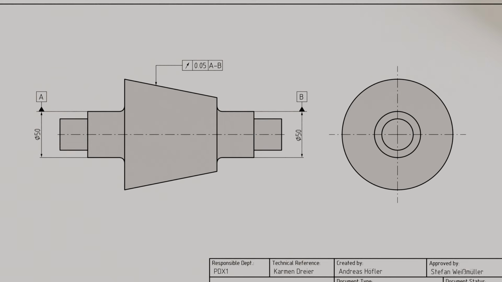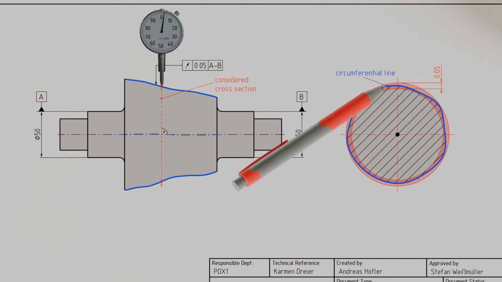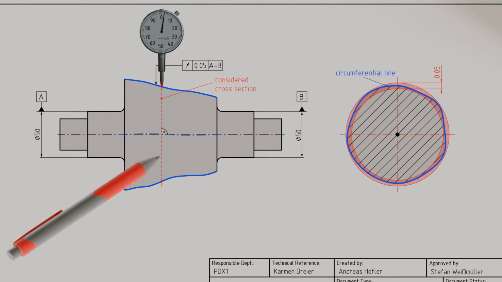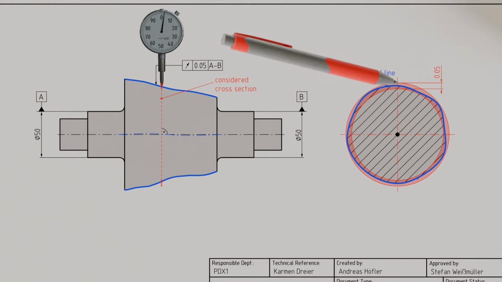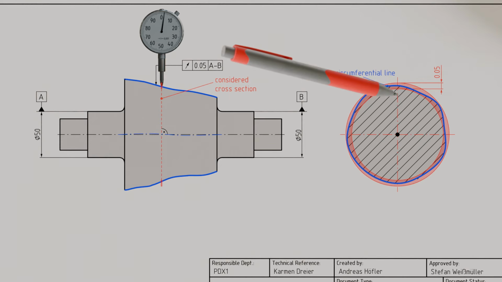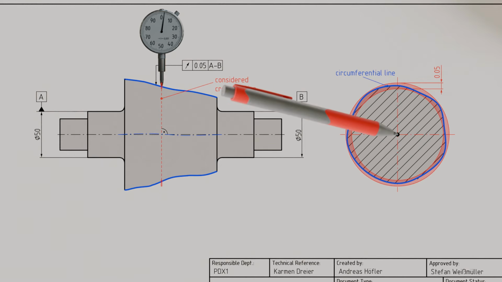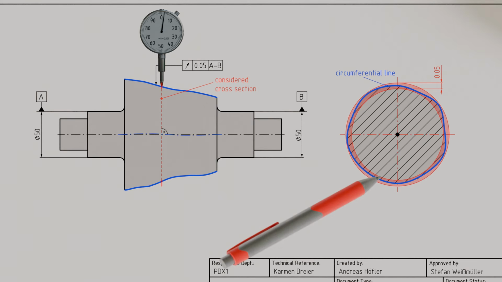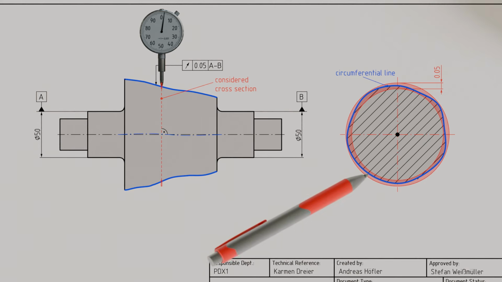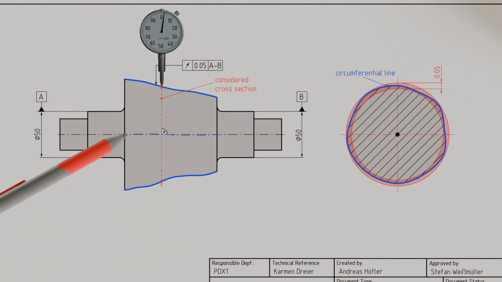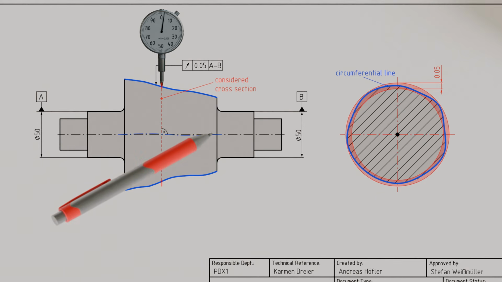As already explained, in circular runout the circumference line of a cross-section perpendicular to the datum axis must lie between two concentric circles that are 0.05 millimeters apart, with their centers located on the datum axis. Note that the size of the individual tolerance circles does not matter, as long as they maintain a distance of 0.05 millimeters from each other and their centers lie on the reference axis. This must be the case because circular runout applies basically to every cross-section along the tolerated surface.